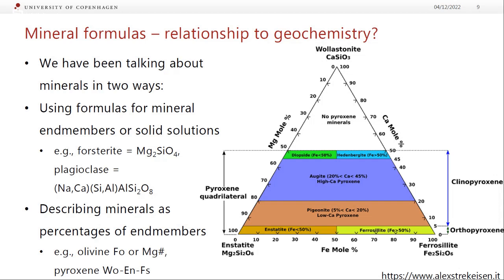So what we're talking about here is proportions in terms of the number of ions of magnesium or iron or silicon or calcium or all these things. We're not talking about weight percentages. So we need to think a bit about how we convert between the two.